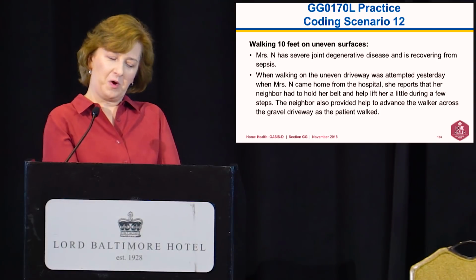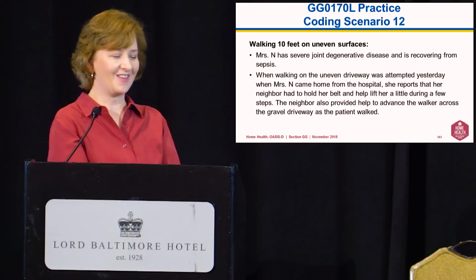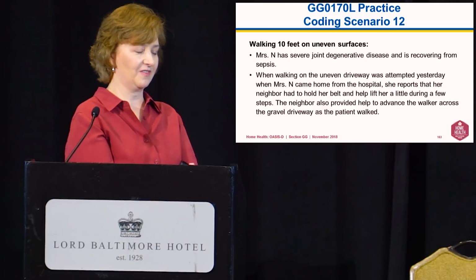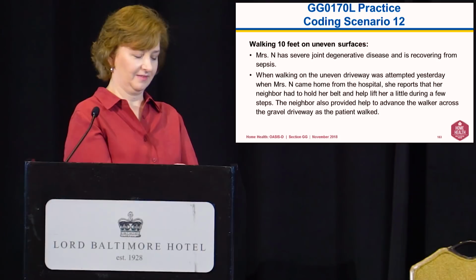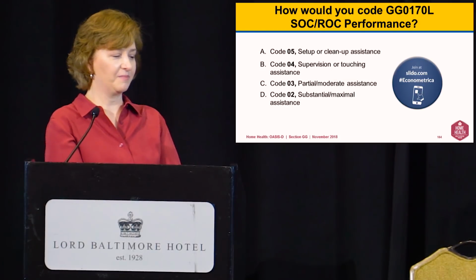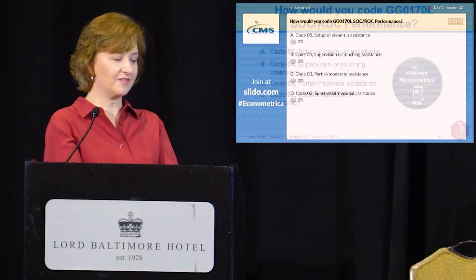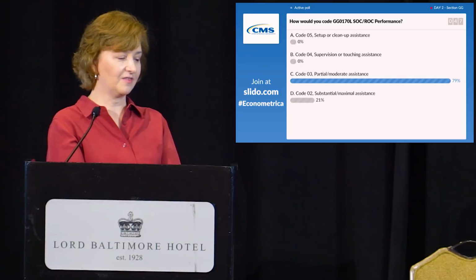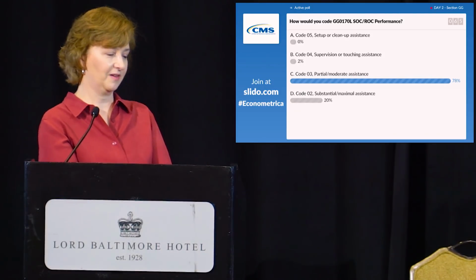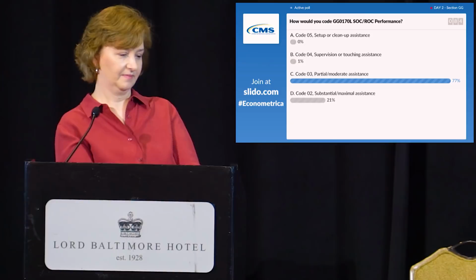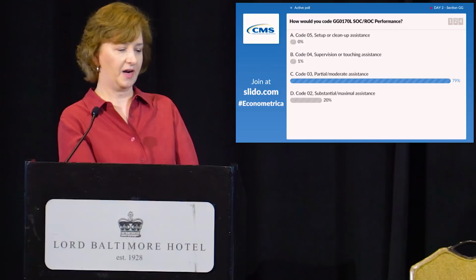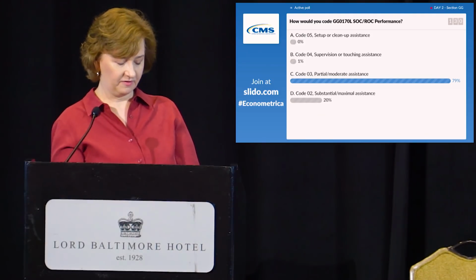So if you were doing this, you might want to probe her a little bit more, but based on the information, how would you code her? The options are 05, setup cleanup assistance, 04, supervision touching assistance, 03, partial moderate assistance, or 02, substantial maximal assistance. Okay, just give people a little bit of time. Looks like we've got about 120 people who have submitted so far.